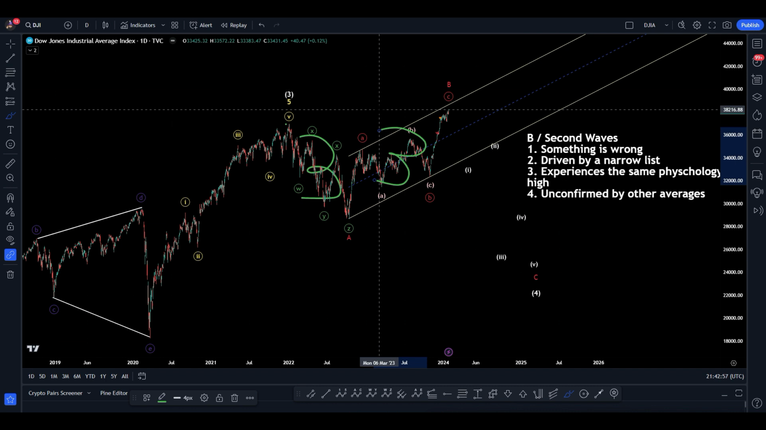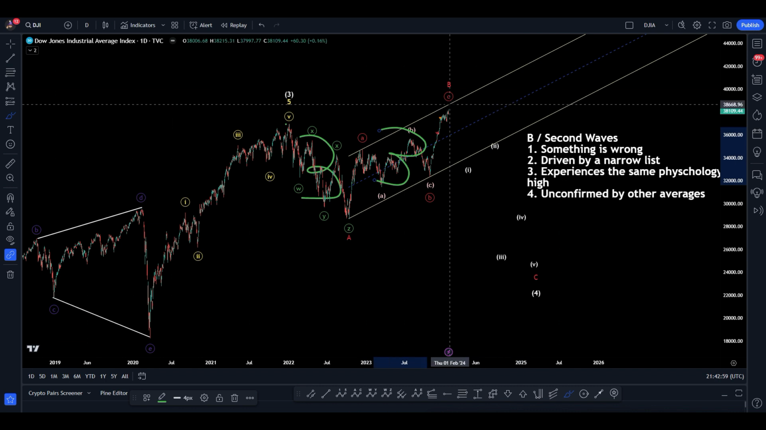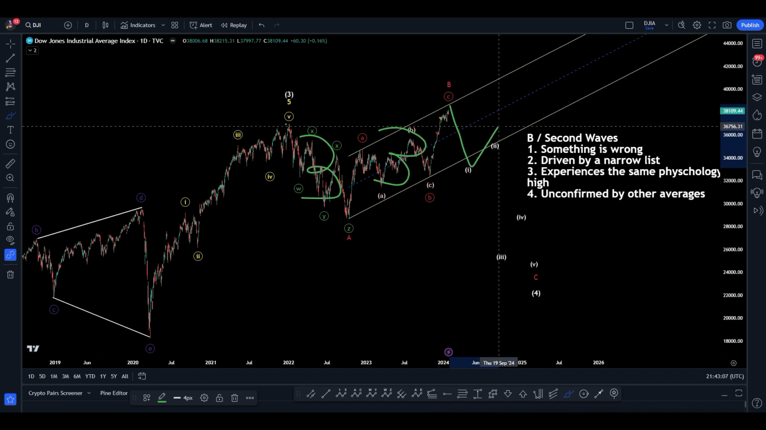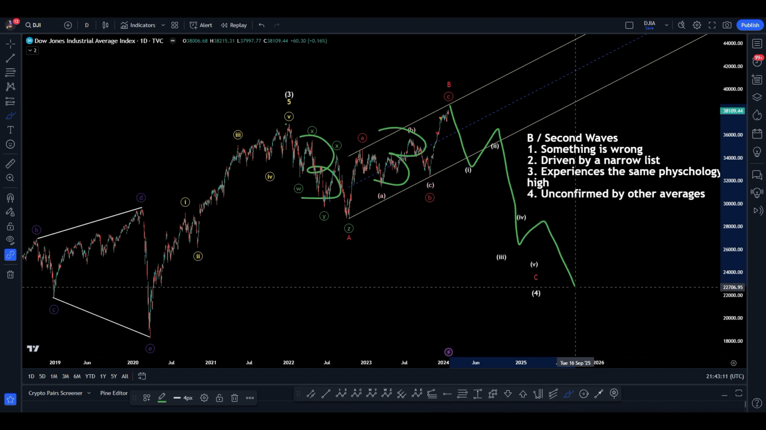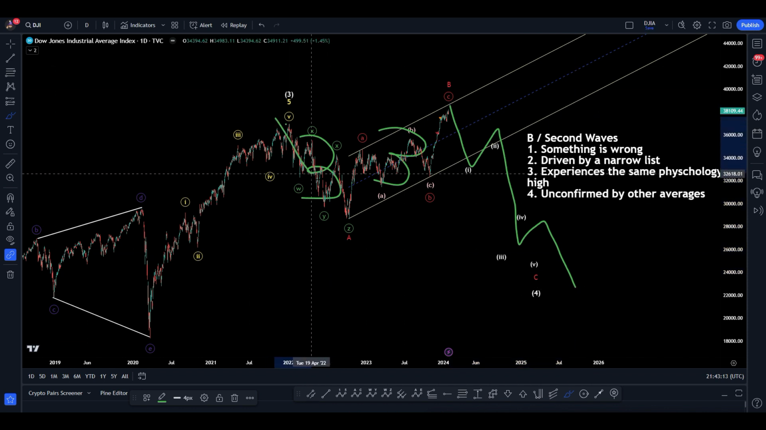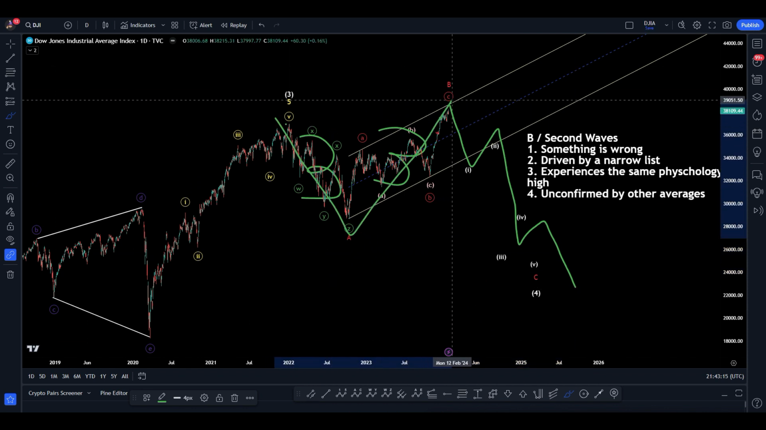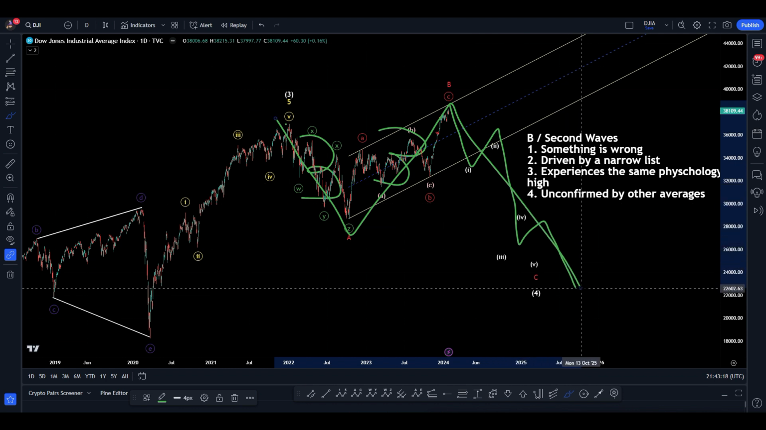And an expanding flat does exactly what the name suggests. It expands. So you should expect a 5-wave expanding move down. 3, 3, 5, expanding well beyond the end of this A wave.